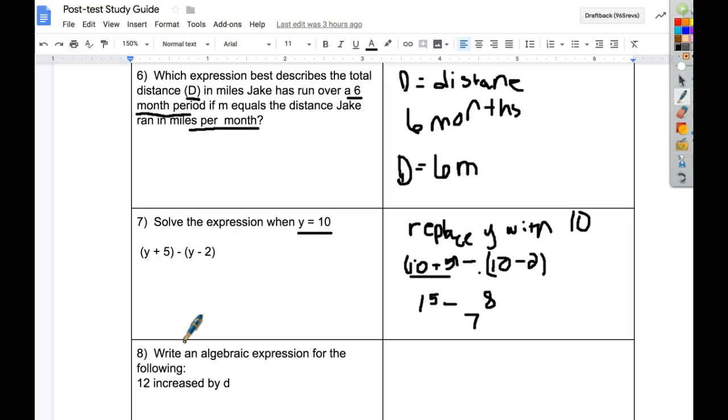Okay, now write an algebraic expression for the following. 12 increased by D. You're translating from English to algebra. Pause the video here, write down what you need to remember, and then check back in. Ready? Go.